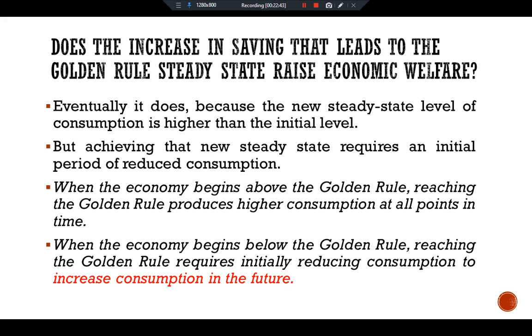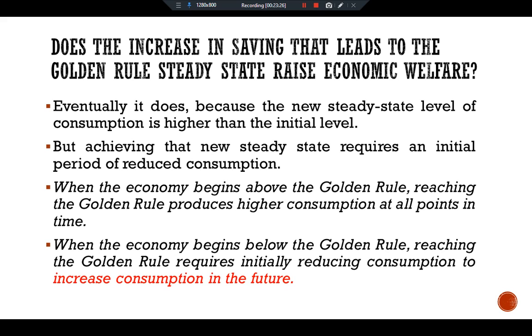in the future. When deciding whether to try to reach the golden rule steady state, policymakers have to take into account that current consumers and future consumers are not always the same people. Reaching the golden rule achieves the highest steady state level of consumption and thus benefits future generations. But when the economy is initially below the golden rule, reaching it requires raising investment and thus lowering the consumption of the current generation. Thus, when choosing whether to increase capital accumulation, policymakers face a trade-off among the welfare of different generations.